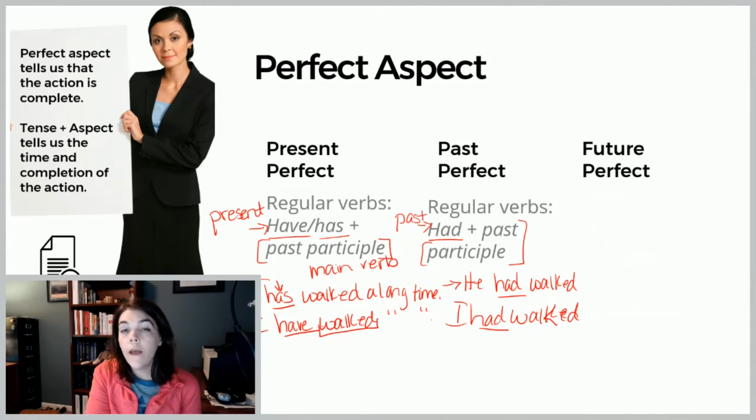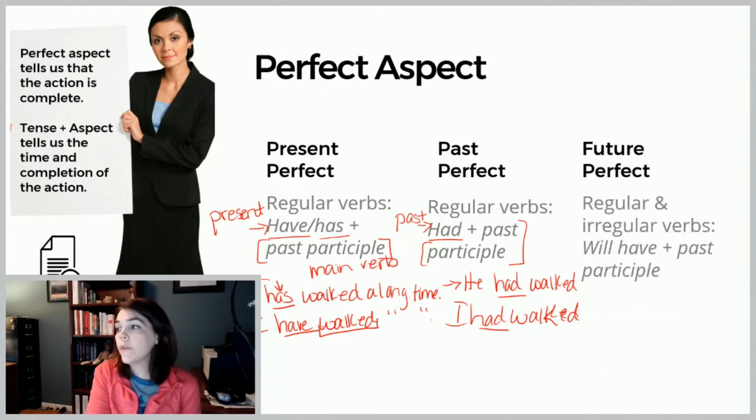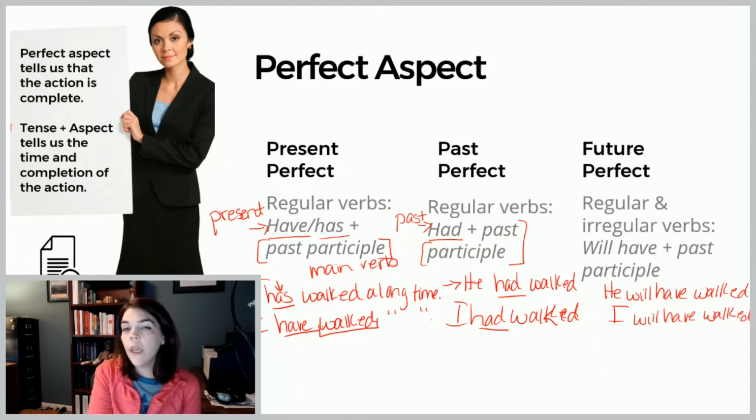Now, what happens when we look at the future perfect? So future perfect with regular or irregular verbs, I'll point out, is that you have will, have, plus the past participle. So again, if I'm going to use walked and say he will have walked a long time. Okay, now what happens when I put it in I? It's going to look the same. I will have walked a long time. So again, you will only see agreement on your verb in the present. You will not see agreement for the past perfect or the future perfect.